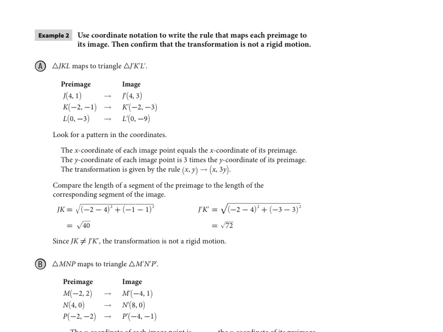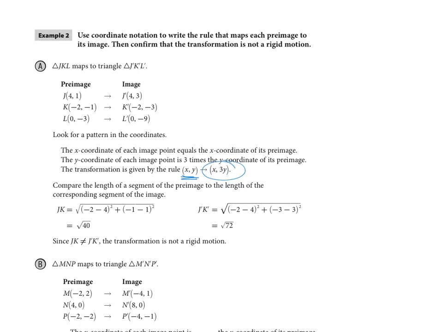Well, how else could we get from a Y coordinate of 1 to 3? Well, we could multiply. So let's see if that works. For K to K prime, yeah, -1 times 3 would give me -3. Let's see if it works for L. We have (0,-3). If we multiply the Y coordinate by 3, yep, we get (0,-9). Okay, so all we have to do is just write the rule. The rule is simply that your (x,y) changes to (x, 3y). Okay, that's going to be our transformation rule there.